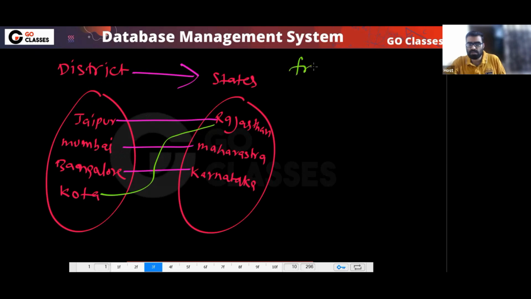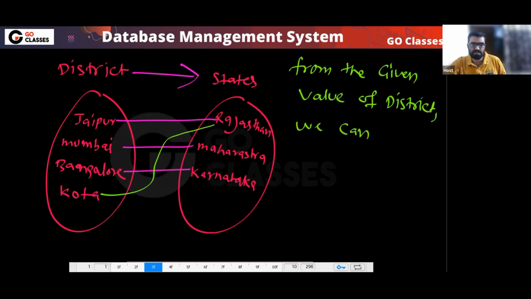Okay, so from the given value of district, we can uniquely, this word is very important, we can uniquely find the name of state.